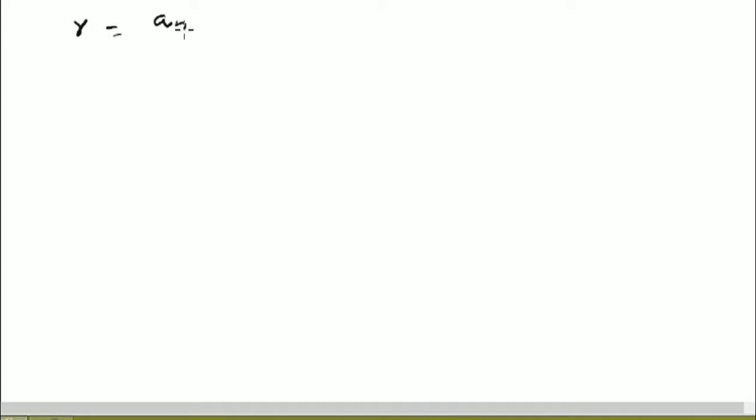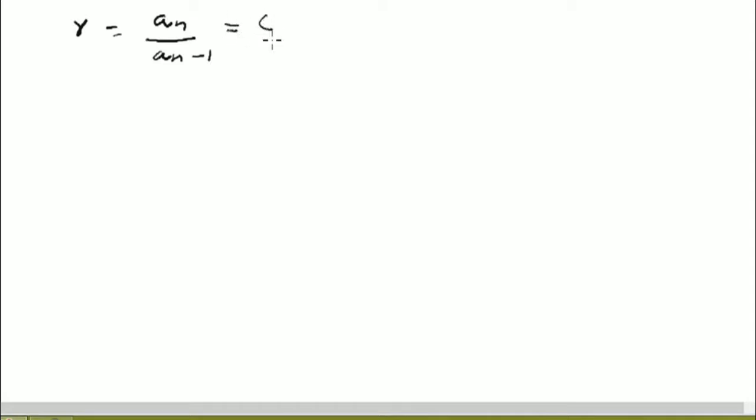Now we will see what a GP is. A GP is that series in which the ratio of two consecutive terms is always constant. That means an by an minus 1 is constant. What does this mean?